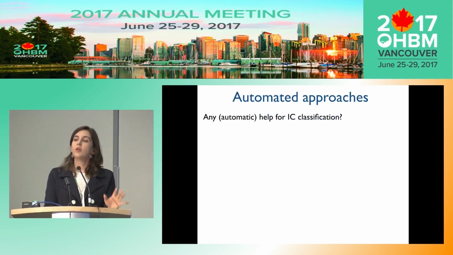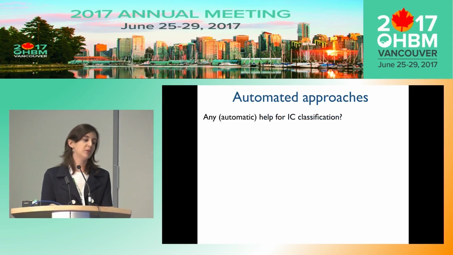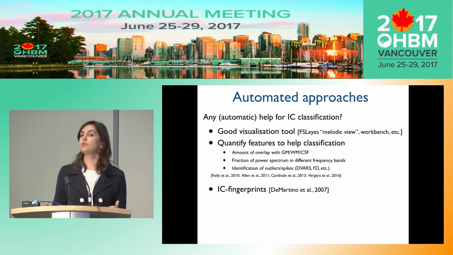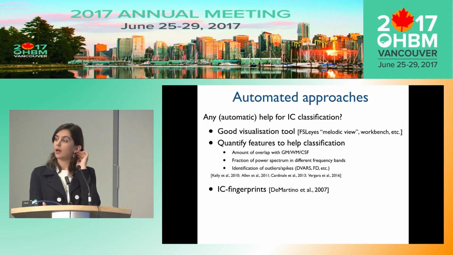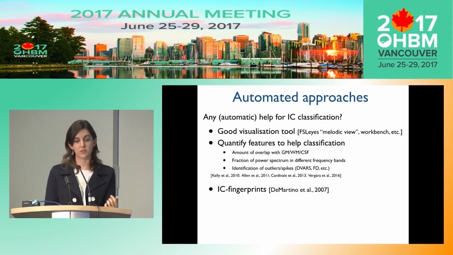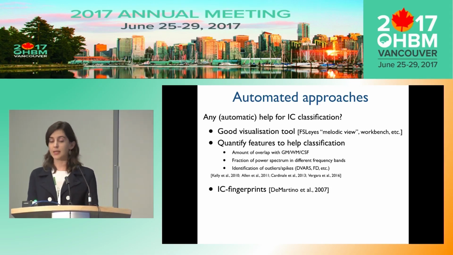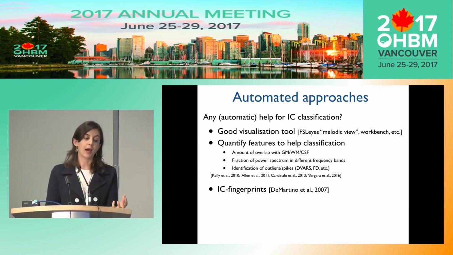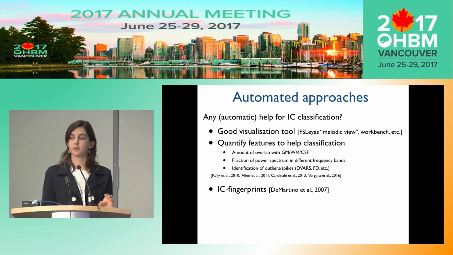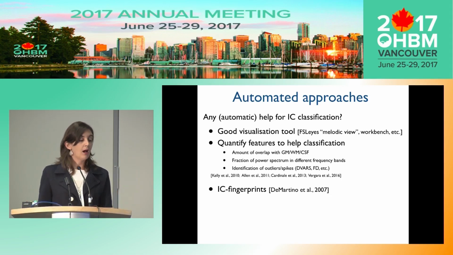OK, but what if we really want help? We don't want to do it manually. Well, first of all, get yourself a good visualization tool. The examples I've shown you today are from Fsleyes, which is the new viewer from FSL, or anything that will allow you to have all the pieces of information together. So spatial map, time series, power spectrum. You want to be able to play with the threshold, play with the planes, and so on.